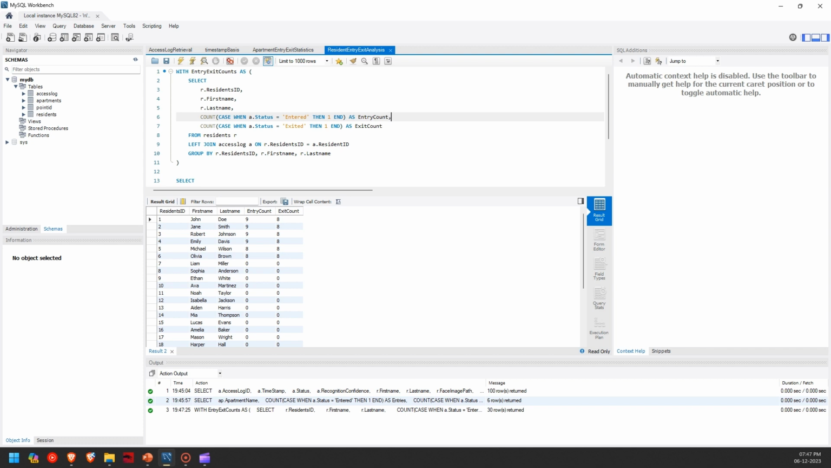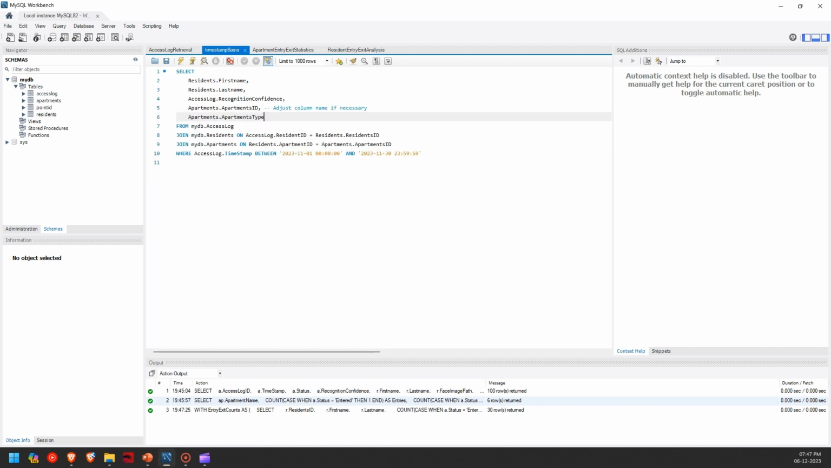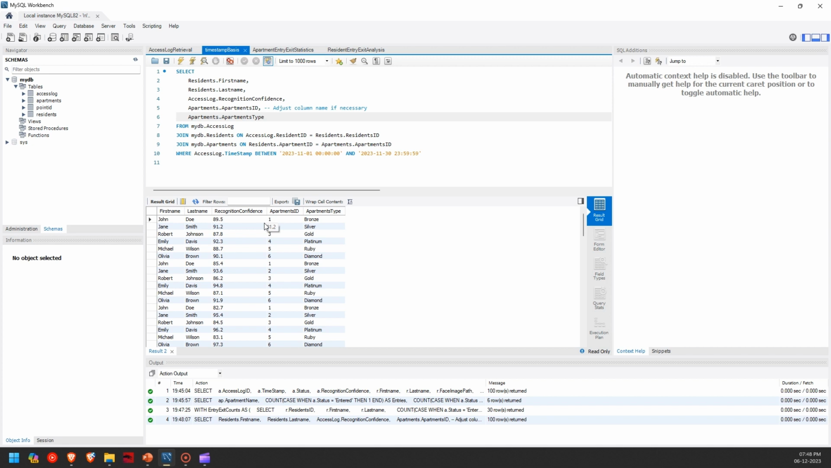So let's go into the next query statement, which is actually timestamp based. There might be scenarios where we want to know, from this time period to this time period, how many people have entered the apartment. If I run this query, we will know exactly how many people entered in the timestamp range of 23rd November 1st to 23rd November 30th midnight.